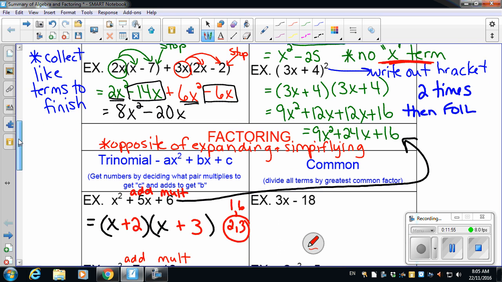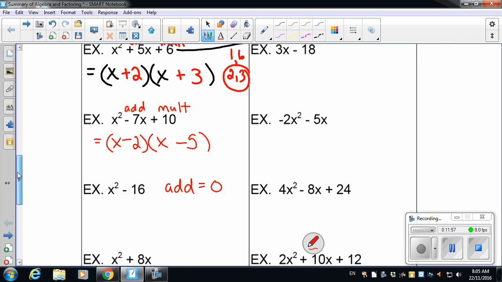So I know when they add up to 0, when there's no X term, I'm going to have exactly the same brackets, but different signs. So I need the same number that multiplies to get 16. That would be 4 times 4. So one will be plus and one will be minus.